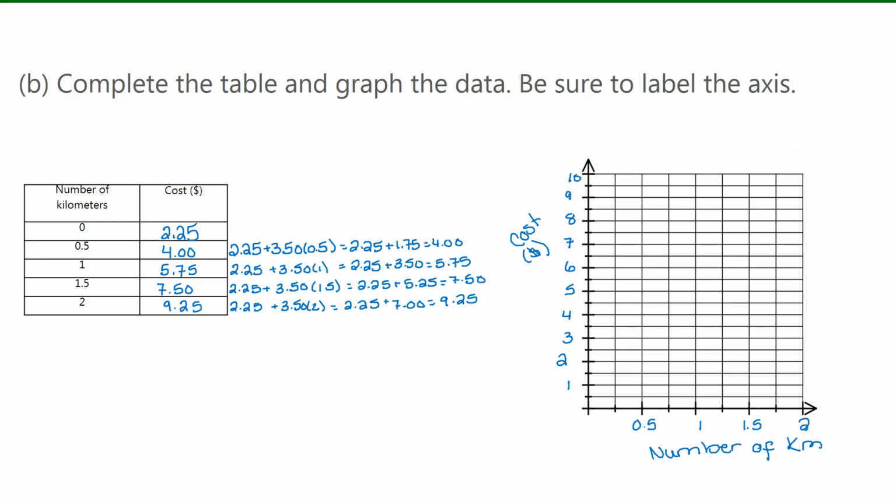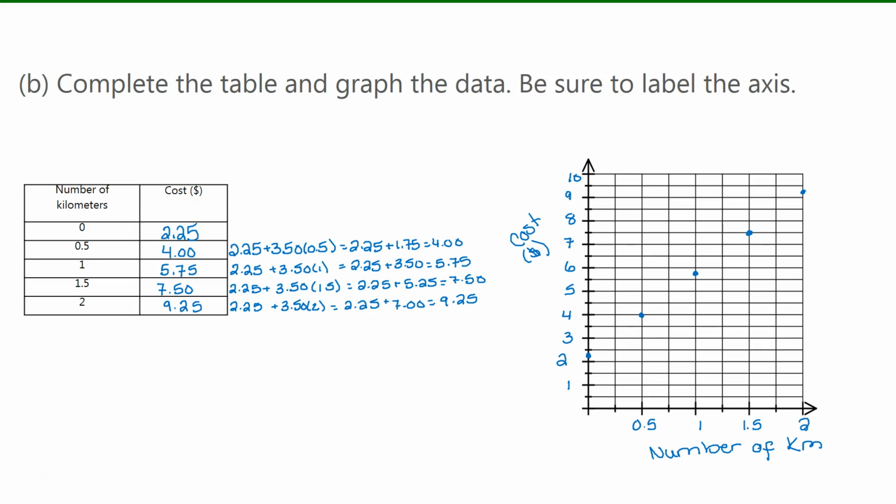Now the first point we need to plot is 0 and 2.25, which is here. Then 0.5 and 4, 1 and 5.75, 1.5 and 7.5, and then 2, 9.25.